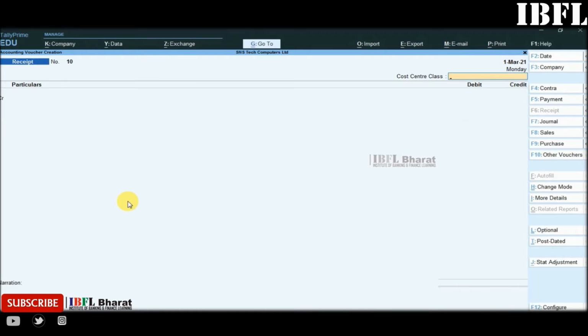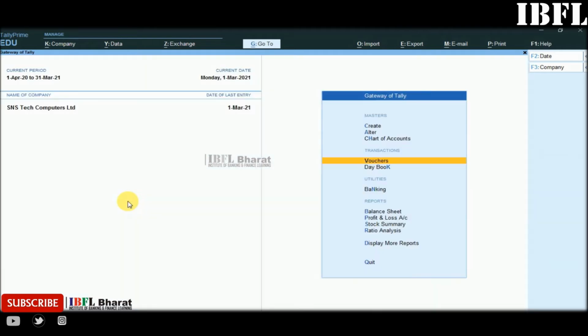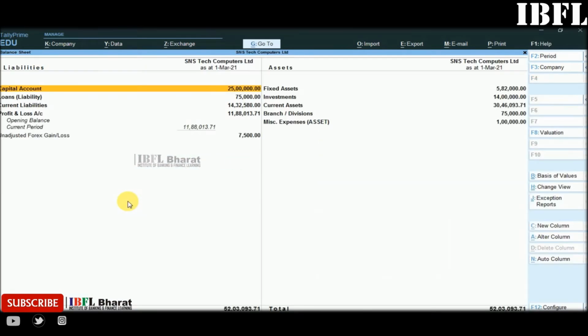Okay, next is Forex gain or loss. Now if you had seen our previous video in which we made a sale of computers to Accrual Clothing Limited, which is the party of Singapore, and all the payment, all the dealings were done in dollars. So now what we have to do, if I show you the balance sheet, come to the balance sheet, and we are able to see here the unadjusted forex gain or loss, which should not be there in the final accounts in the balance sheet.